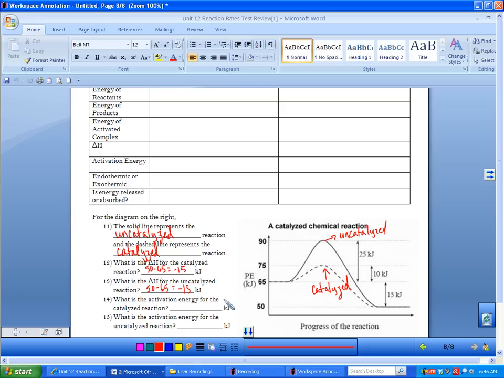What is the activation energy for the catalyzed reaction? So it's 75 at the highest point, it's 65 at the lowest point. It looks like to me it's 10 kilojoules, but I might be messing up, so let me see. Hang on. All right, so I was right. It's the top of the hill minus the reactant. So the top of the hill for the catalyzed looks like 75 minus 65 or 10. And then for the uncatalyzed, it looks like it's 90 minus 65, which is 25.